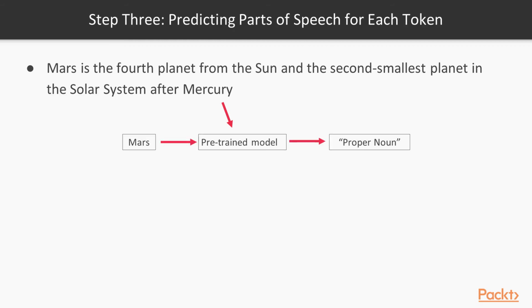In the third step, we're predicting parts of speech for each token, and by this we mean identifying the types of words that they are. So for example, Mars would be identified using a pre-trained model to be a noun.